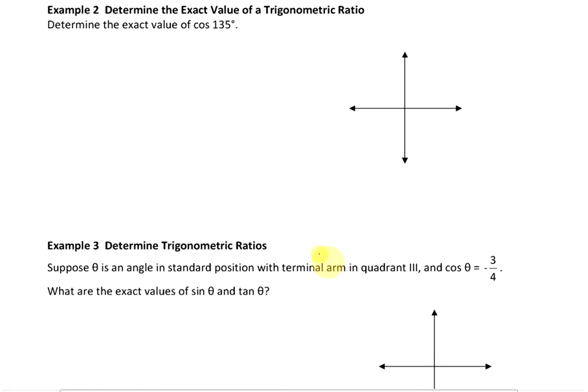Okay, so example 2, determine the exact value of a trigonometric ratio. And we are asked to determine the exact value of cos 135 degrees. Okay, so in this example, you're asked to find an exact value. That should get you to recall your special angles, which are 30 degrees, 45 degrees, and 60 degrees, because most likely that's what you're going to be using in this question.